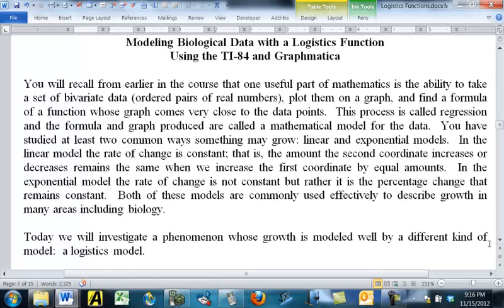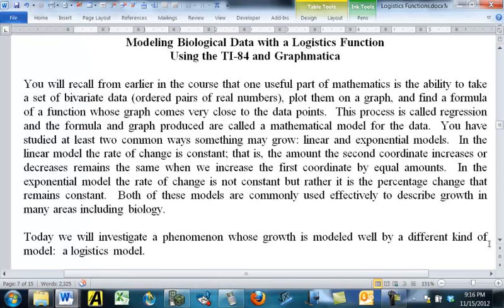Now this gives the idea of using regression for the logistic curve, and we do have a regression in our calculator for logistic functions. We know two common ways things can grow, linear and exponential. Linear is a constant rate of growth, exponential is a constant percentage rate of growth. But if we have growth that's limited by some carrying capacity or limiting amount, then that is often modeled well with a logistic function.